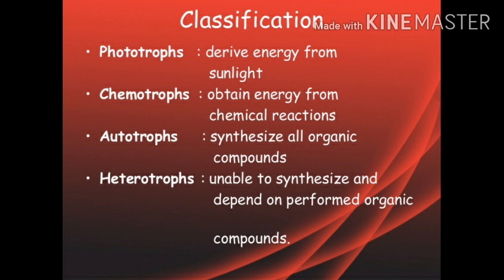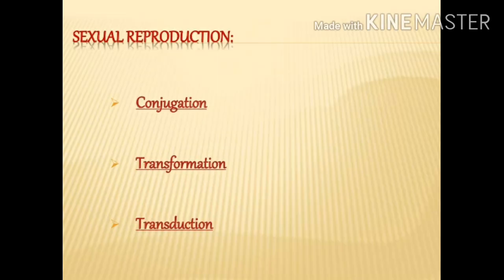Now this was all about the nutrition. Now we will talk about the reproduction of bacteria. The first one is the sexual reproduction of bacteria. Actually in bacteria, this is genetic recombination. True sexual reproduction is absent. So there is a transfer of genetic material from one bacterium to another. That is why it is known as sexual reproduction, but it is actually genetic recombination, and these are of three kinds. It may be conjugation, it may be transformation, and it may be transduction.